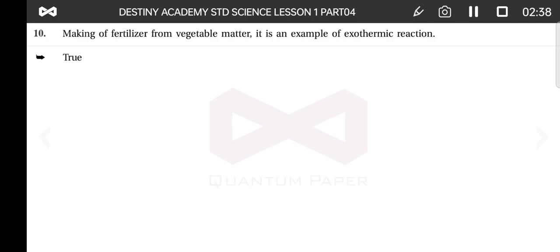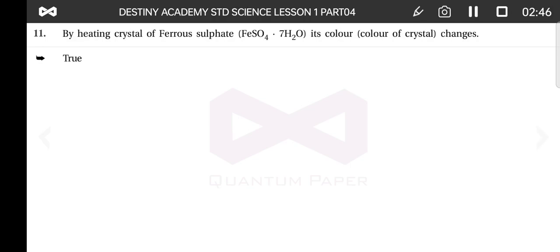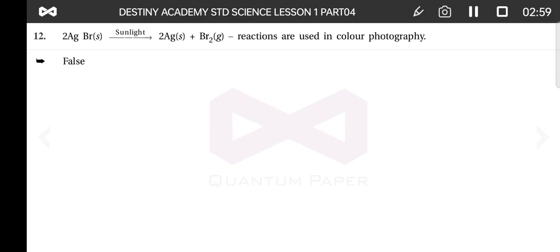Making of fertilizer from vegetable matter is an example of exothermic reaction. So this is true. By heating crystal of ferrous sulfate, its color changes. This is true. AgBr in sunlight, Ag plus Br2 are used in color photography. That is false. It is used in black and white photography.